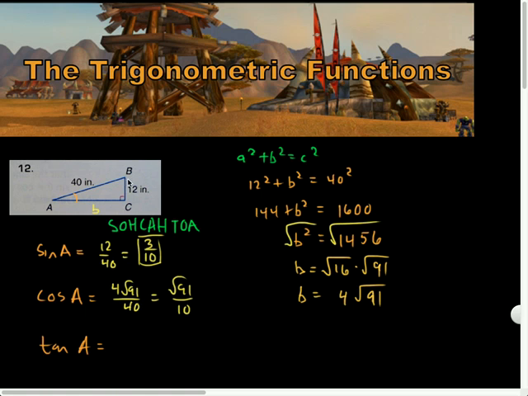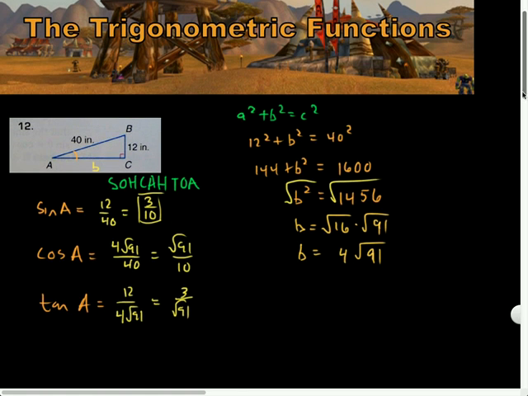And tan of A is going to be opposite over adjacent, so 12 over B. So 12 over 4 roots of 91. Well, 4 and 12 I can partially cancel, both by 4, so that's going to be 3 over the square root of 91. And then, in order to get rid of the radical in the denominator, I would have to multiply by rad 91 over rad 91, and I'd get 3 rad 91 over 91, and 3 and 91 cannot cancel. So that's how I do that.